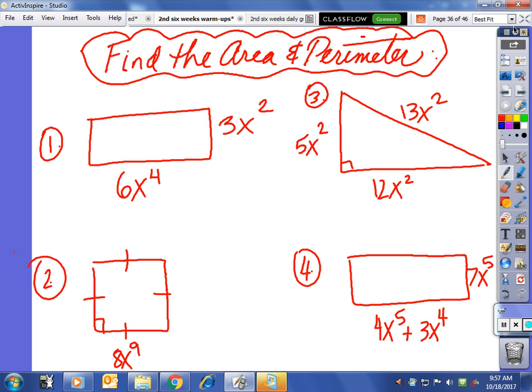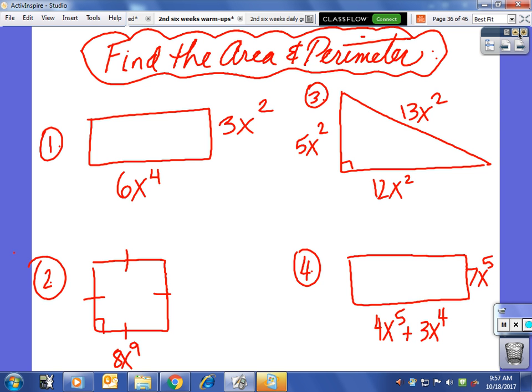All right, guys, get quiet. Get quiet. We're getting started, folks. All right. Area and perimeter in terms of x could be a daily grade as soon as tomorrow. So be ready for it.